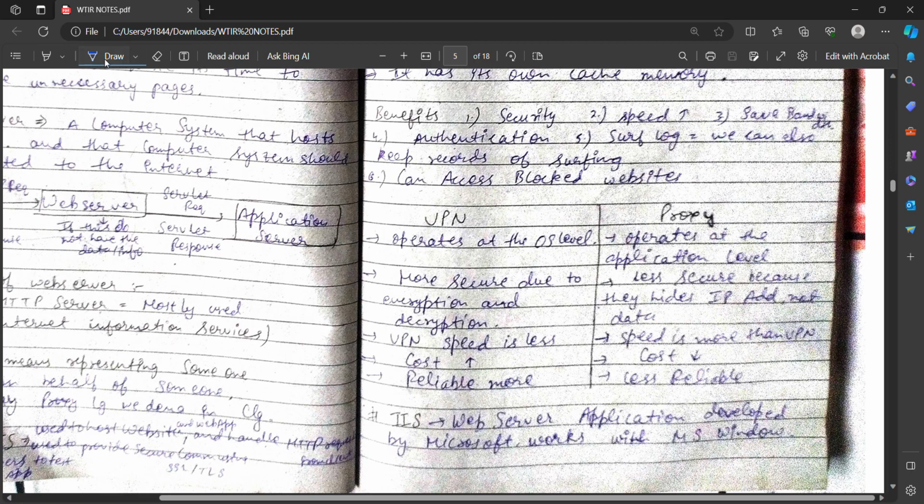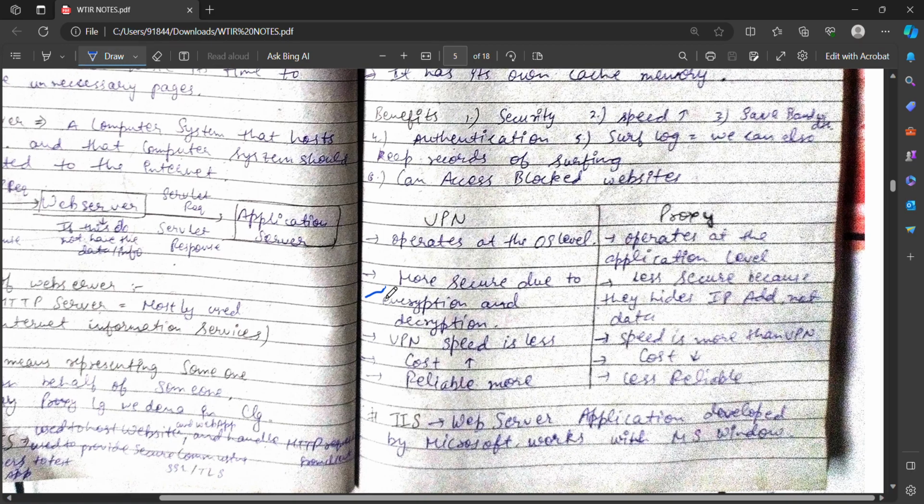So yeah, we are saying that VPN basically provides us more security due to encryption and decryption. Basically, what is happening?